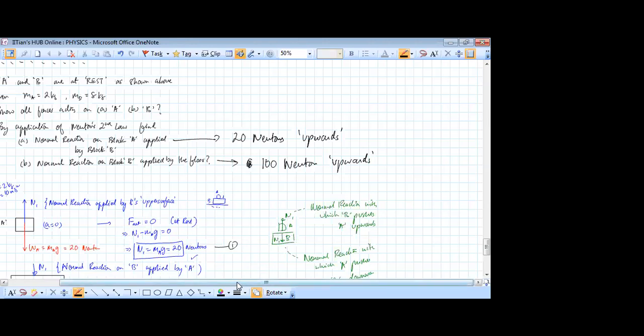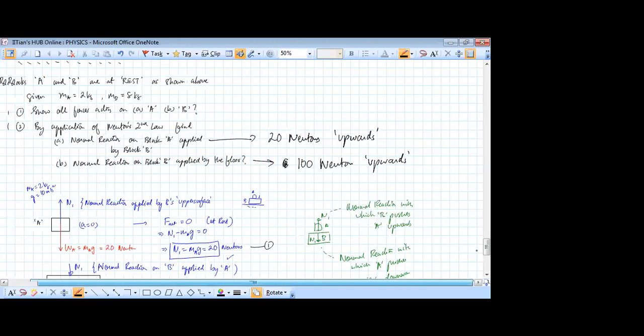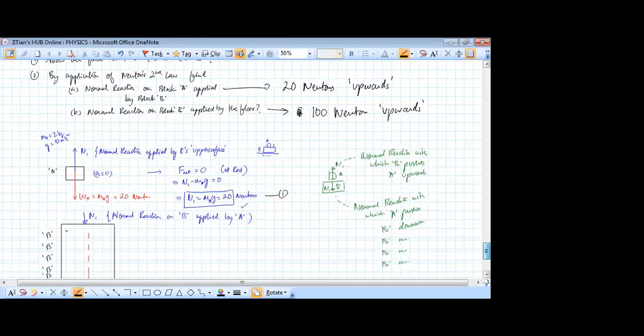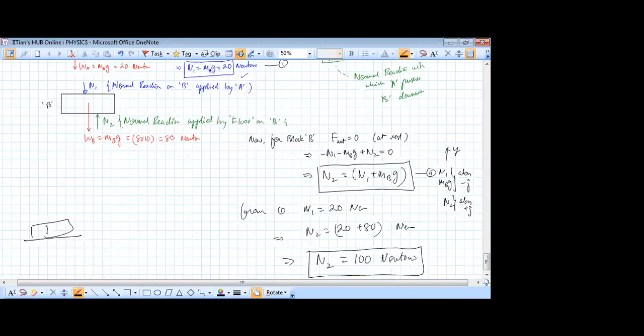No, N1 and N2 are different forces. So how is N2 acting? See, N2 acts like this. B is on the ground, so B is applying force N2 on the ground downwards, and the ground is applying force N2 on B upwards. This is your action reaction pair.